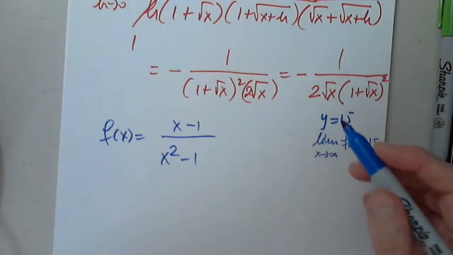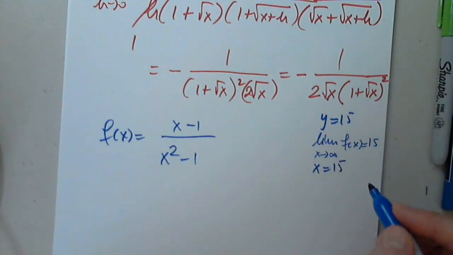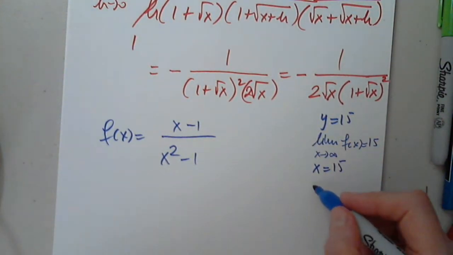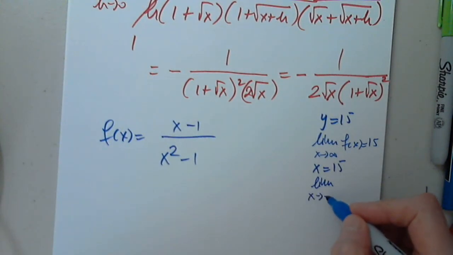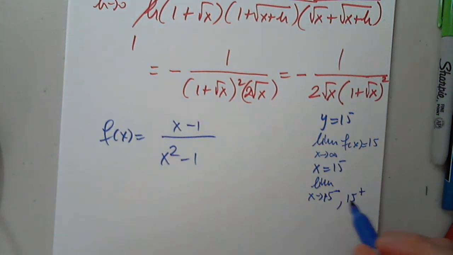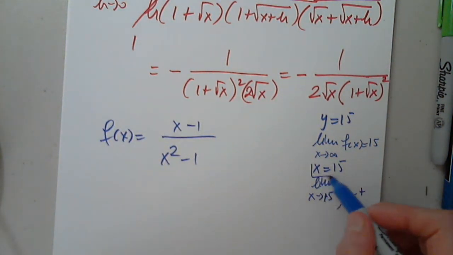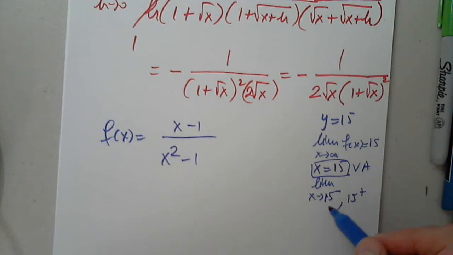The same thing with a vertical asymptote. I cannot say that x equals 15 is a vertical asymptote if I don't show the limit from the left of 15 and the limit then from the right of 15. I have to show those. So just saying that this is a VA is not enough. I have to show these limits.